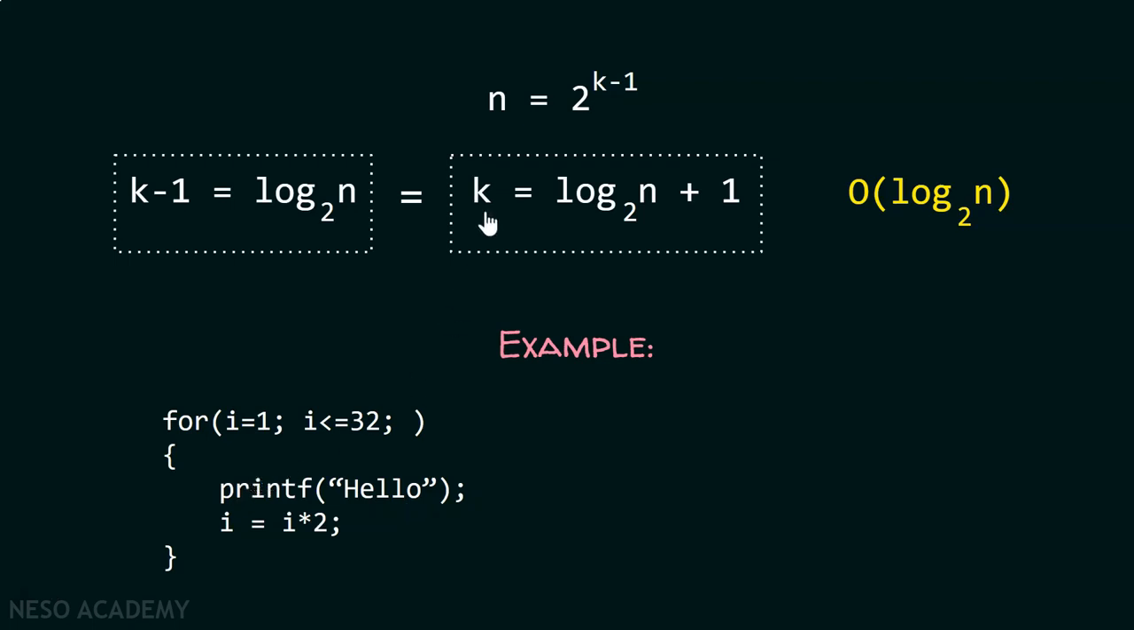So this is given by k, and we know that k is equals to log n base 2 plus 1. Here we know that n is equals to 32, right? So let's replace this n by 32 over here. This gives log 32 base 2 plus 1. Log 32 base 2 is 5 and 5 plus 1 is 6. So number of iterations are 6 in total. So this means that hello is printed on the screen 6 times. So the time complexity is obviously log n base 2, right?